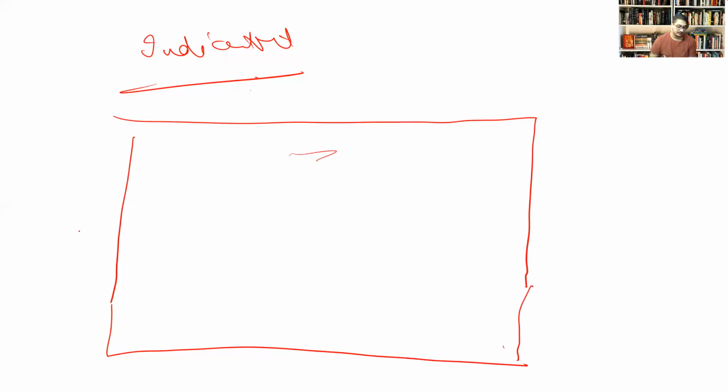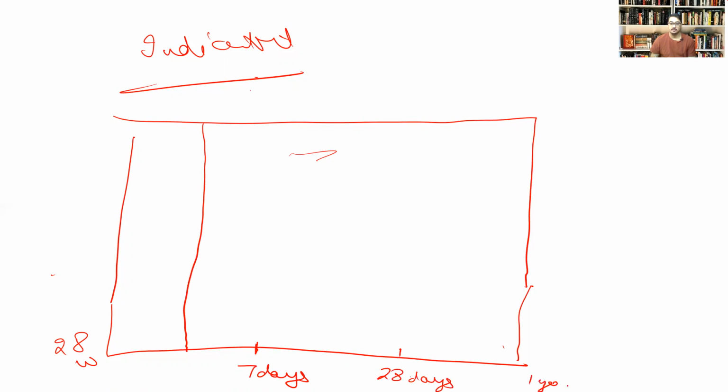So there are certain marks, like this line is 28 weeks of gestation. After 28 weeks of gestation, this is the birth event. So these two events you have to know. Then there is a marking of 7 days, and there is a marking of 28 days, and there is a marking of 1 year. We have certain nomenclature we have to remember.